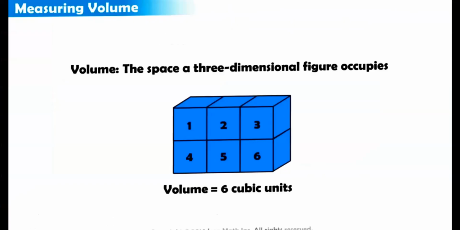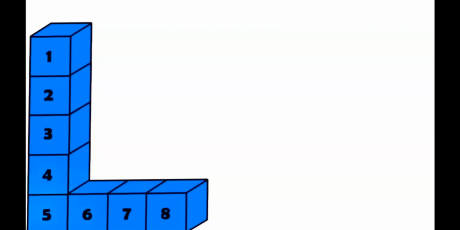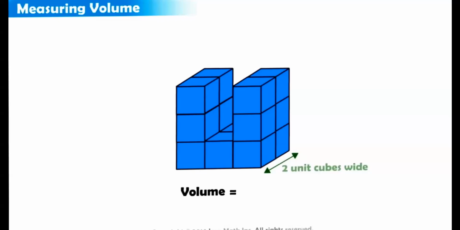And then similarly, one more example. If suppose this is the shape, so in this shape there are 8 cubes. So you will count it as 1, 2, 3, 4, 5, 6, 7, 8, and the volume of this will be 8 cubic units.